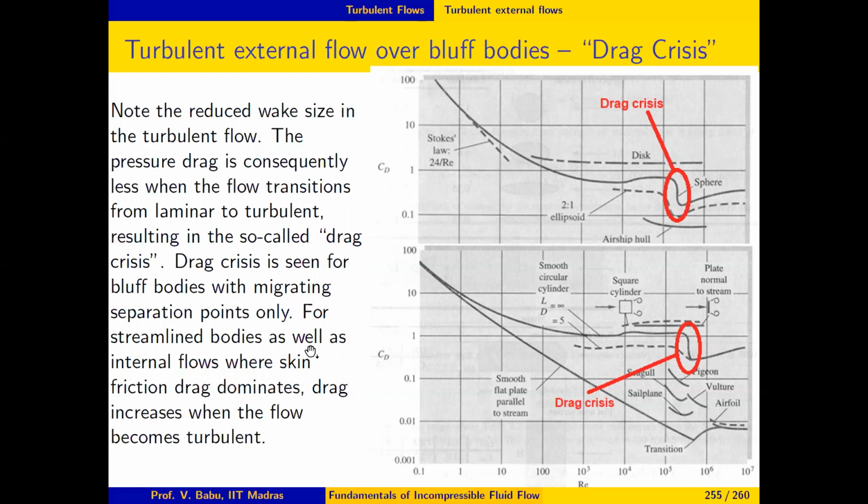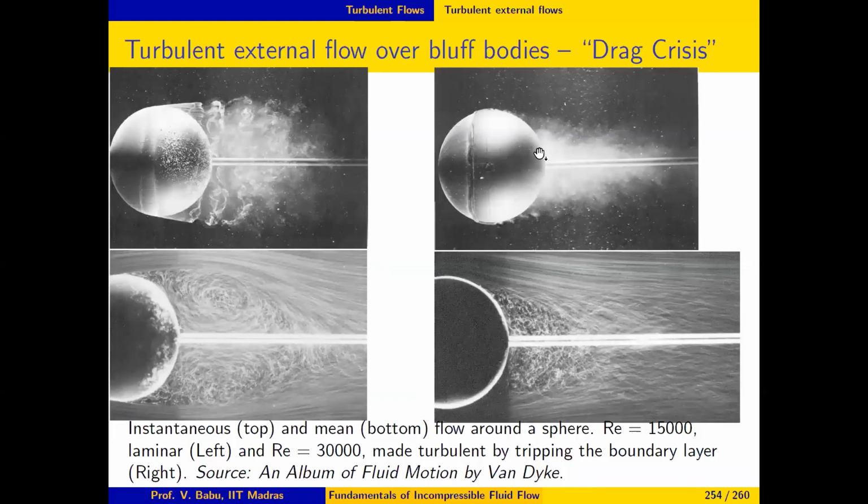Okay. But it is important to realize that the drag crisis does not occur for all bluff bodies. It occurs only for those bluff bodies in which the separation point actually moves as the Reynolds number or flow velocity changes. For instance, in this case, corresponding to a Reynolds number of 15,000, the separation point was located here. You can see that this is a smooth surface.